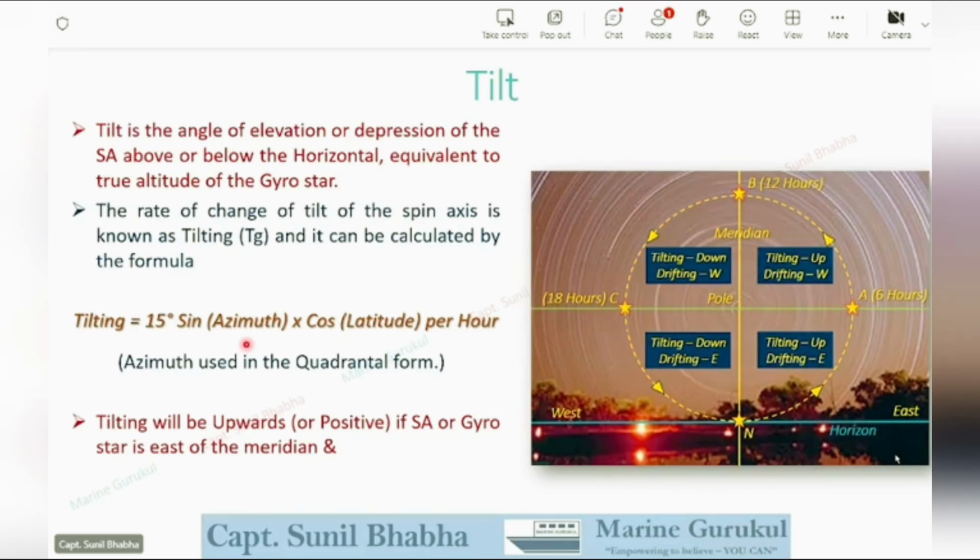How do we obtain the direction of tilting? We know that tilting will be upwards or positive if spin axis or gyro star is east of the meridian. We have seen in this particular diagram, whenever the gyro star is east of the meridian, the tilting is always upwards. And whenever the gyro star is west of the meridian, that is from Bravo to Charlie to November, the tilting is always downwards or negative. So tilting will be upwards or positive if spin axis or gyro star is east of the meridian, and tilting will be downwards or negative if the spin axis or gyro star is west of the meridian.